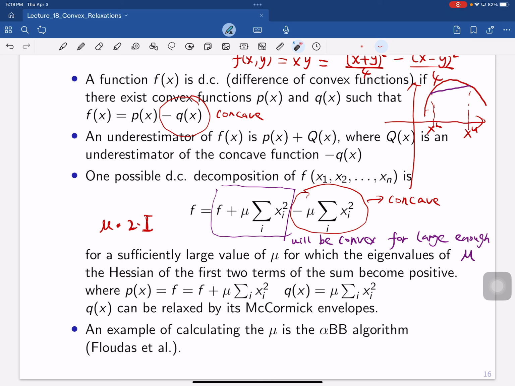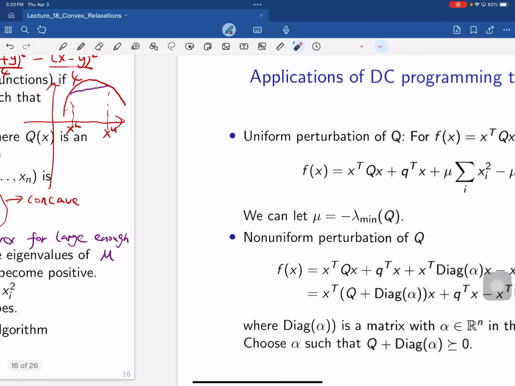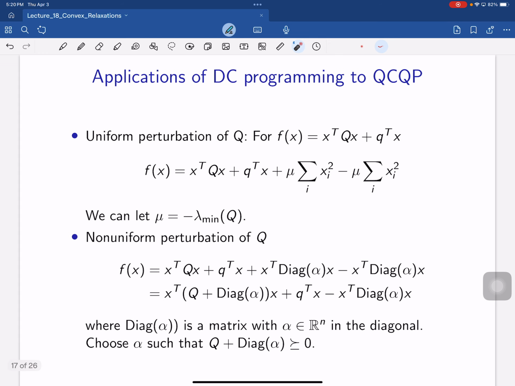Okay. So how do you calculate mu is a good question, right? You do not want the mu to be too large. If the mu is too large, then the relaxation will be weak, although for large enough mu, this will be a valid relaxation. On the other hand, you don't want the mu to be too large. Okay, so let's talk about how we get the mu's for QCQPs instead of for general nonlinear programming problems.